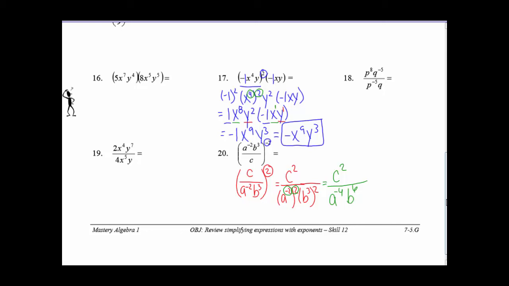Now last step, always double check and make sure you have all positive exponents. I see a negative 4 exponent on my a, so I need to get rid of that one. So I need to take the reciprocal. So when it's on the bottom, taking the reciprocal, that a to the 4th is going to move to the top. So I'll have a to the 4th c squared all over b to the 6th. And I am all simplified.